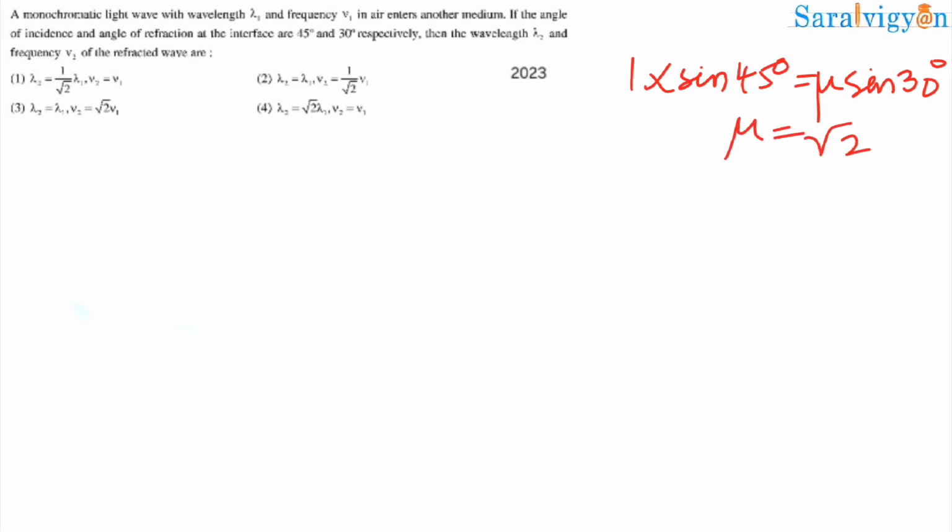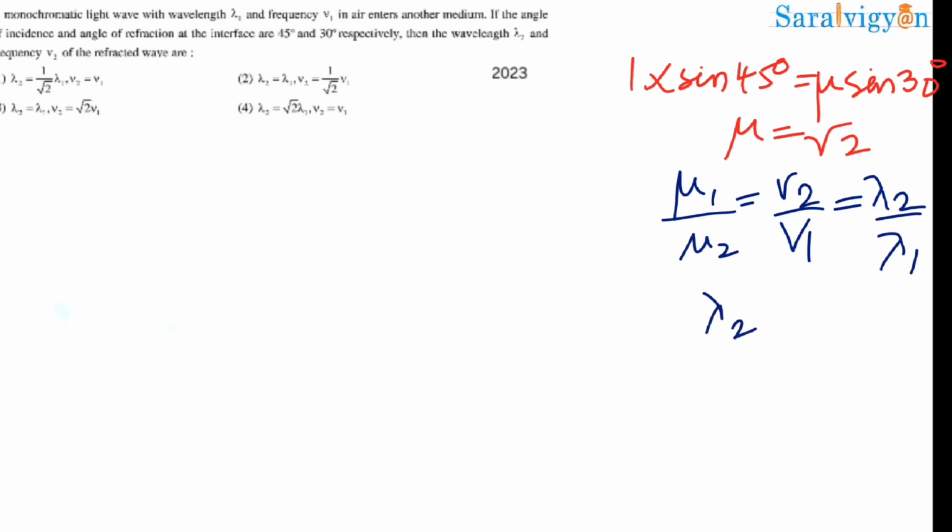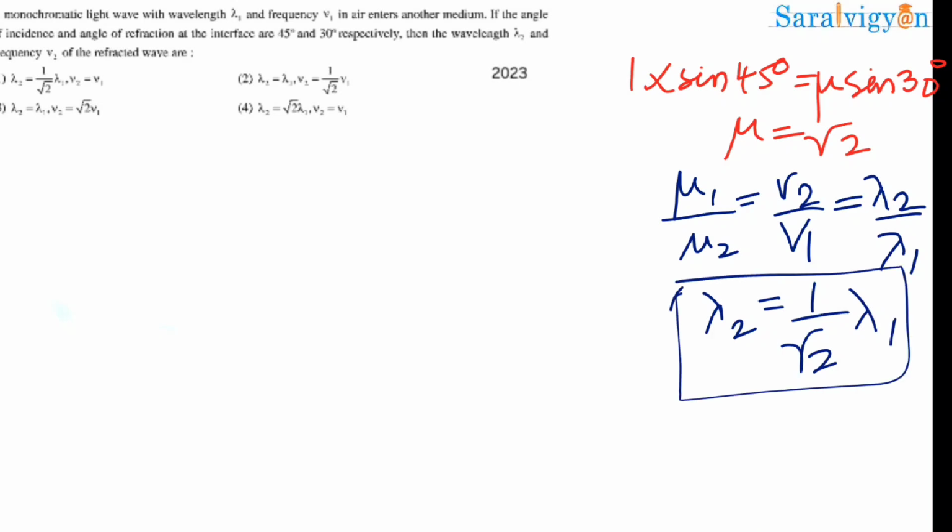We know the relation between refractive index and velocity: mu1 by mu2 is equal to v2 by v1, and we also know velocity and wavelength are directly proportional, so we have lambda 2 by lambda 1. So we can write mu1 by mu2 is 1 by root 2, and lambda 2 is equal to 1 by root 2 into lambda 1. So here we got the relation of the wavelength.